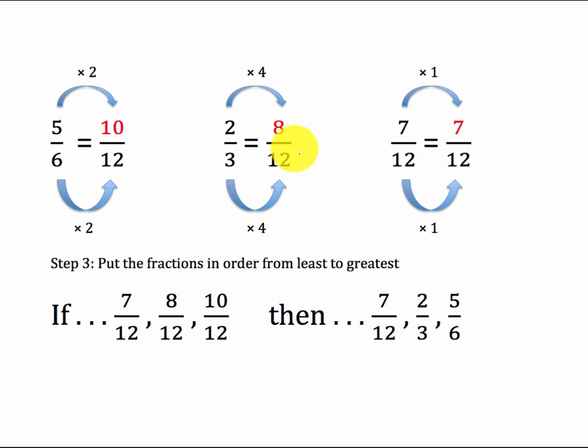Now that they all have a common denominator of 12, it's much easier to compare them. Because we're going from least to greatest, the smallest fraction is 7/12. The next one is 8/12, and then the largest is 10/12. But we want to put it in order using the fractions that we were originally given. So 7/12 was the fraction we started off with, so we'll just keep that as 7/12. But our second fraction, 8/12, was actually initially 2/3, so we write 2/3. And the largest fraction wasn't 10/12, it was originally 5/6. So 5/6 at the end. In order from least to greatest: 7/12, 2/3, 5/6.